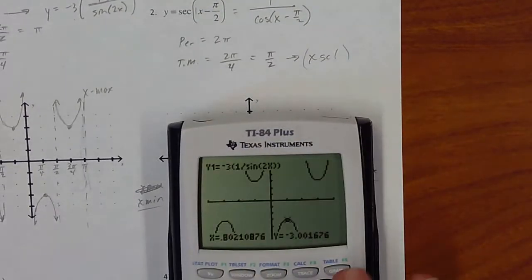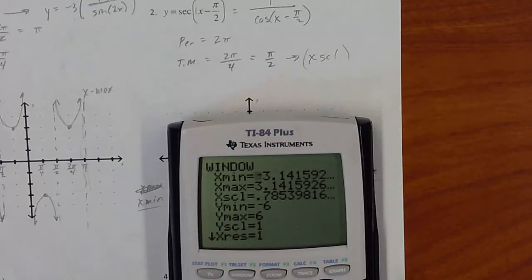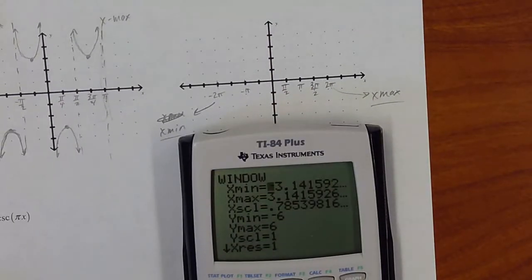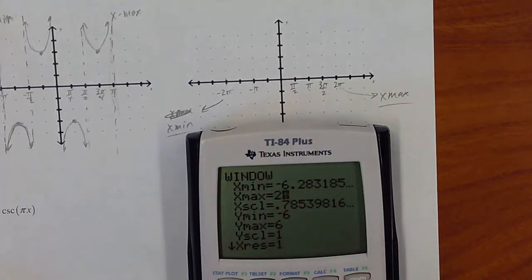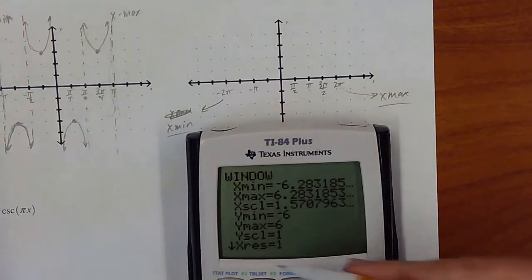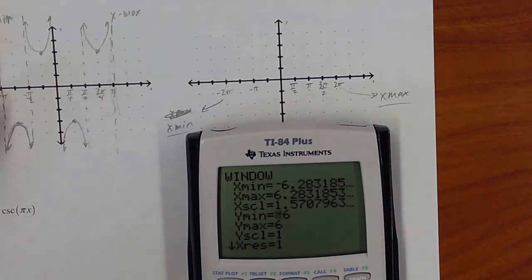All right, so go to window, change it to negative 2 pi now, to positive 2 pi, scale of pi over 2. I'm going to keep my y-axis the same, but you can adjust that a little bit as needed.